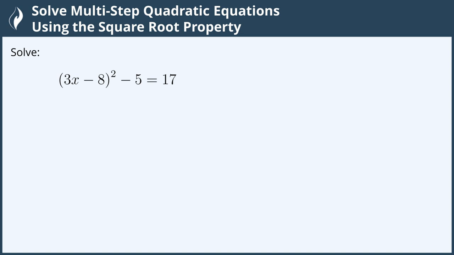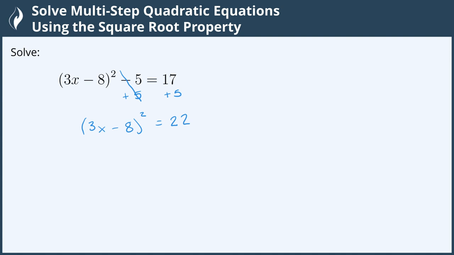Our goal on these is to isolate whatever is being squared. In this case, we have a binomial. So to isolate it all alone on one side of the equation, we will add 5 to both sides, where it will cancel out on the left, leaving us with just what is squared, 3x minus 8 quantity squared. On the right side, 17 plus 5 is 22.